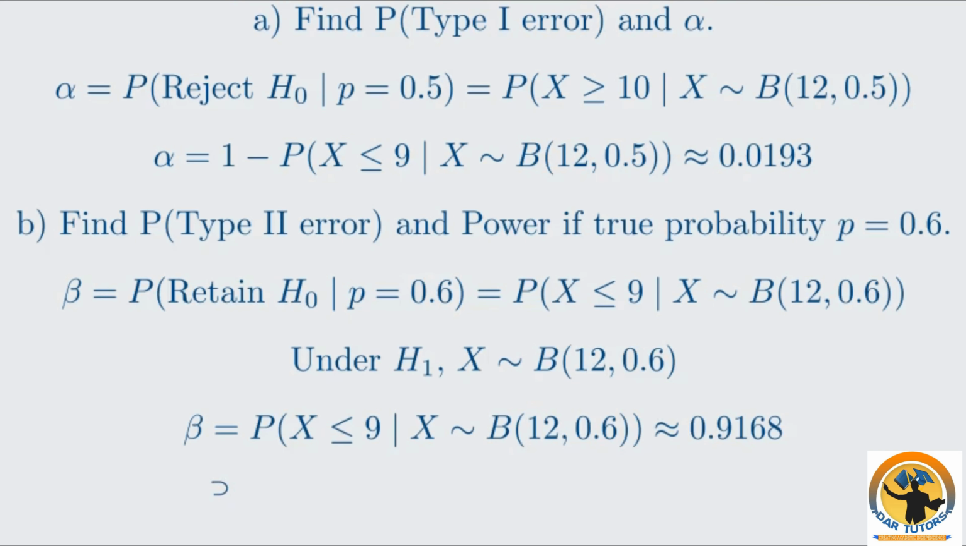This is a very high probability, meaning the test is not effective at detecting a coin with this specific bias. The power of the test is 1 minus beta. 1 minus 0.9168 gives a power of only 0.0832, or 8.32%. This extremely low power means Eri has a very small chance of correctly concluding that the coin is biased when p is 0.6. The sample size of 12 tosses is likely too small for a powerful test.